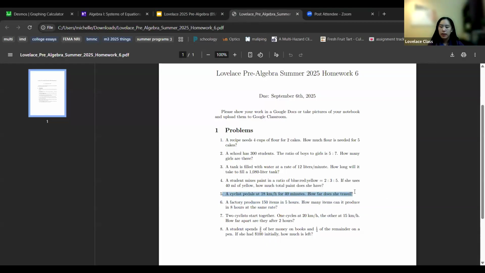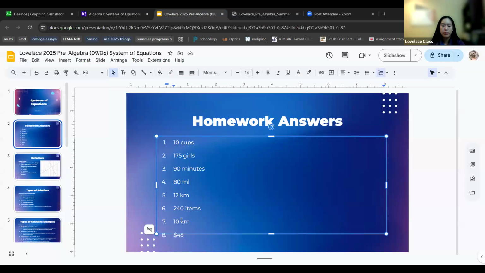For 5, a cyclist pedals at 18 kilometers per hour for 40 minutes. How far does she travel? One way I did this was I set hours to minutes, so that's 18 kilometers per 60 minutes. Then you can multiply by the 40 so that you can cross out the time. So that's 2/3 times 18, which should be 10 kilometers, if I'm not mistaken. Or sorry, no, that should be 12 kilometers. I did that wrong in my head.